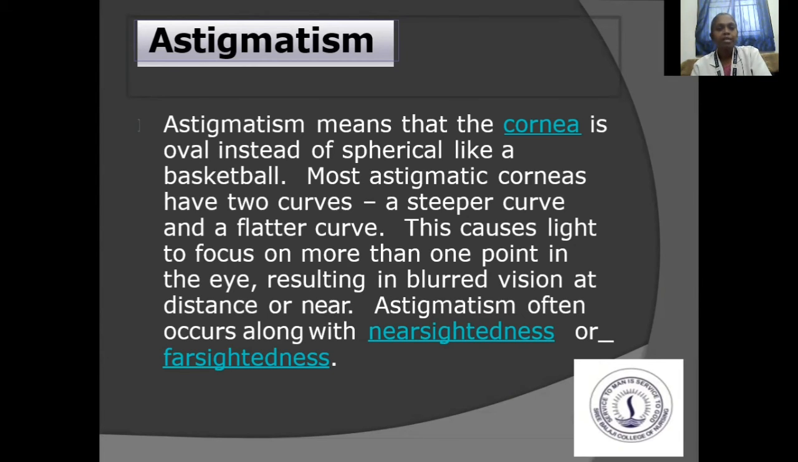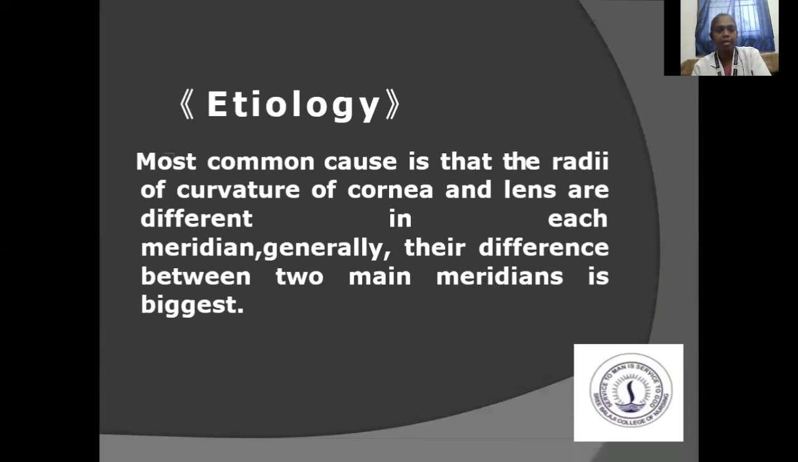In most astigmatism, corneas have two curves, a steeper curve and a flatter curve. This causes light to focus on more than one point in the eye, resulting in blurred vision at distance or near vision. So astigmatism often occurs along with nearsightedness or farsightedness. In both cases, we are able to see this astigmatism.